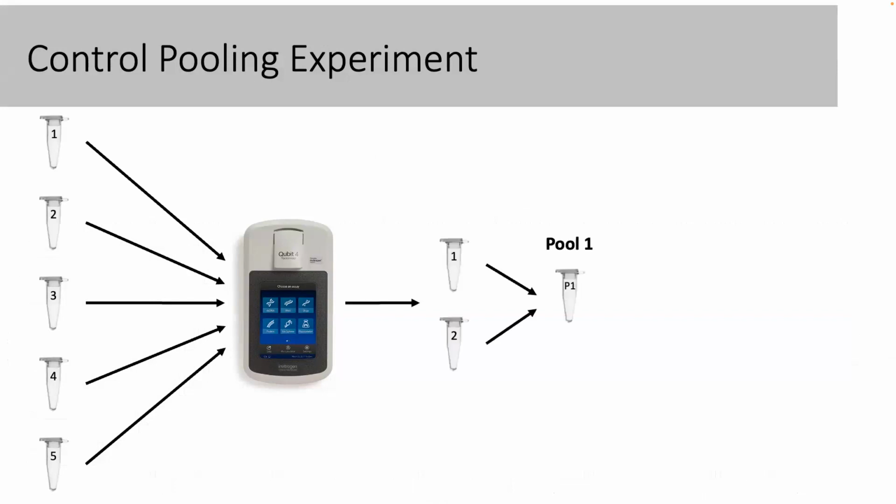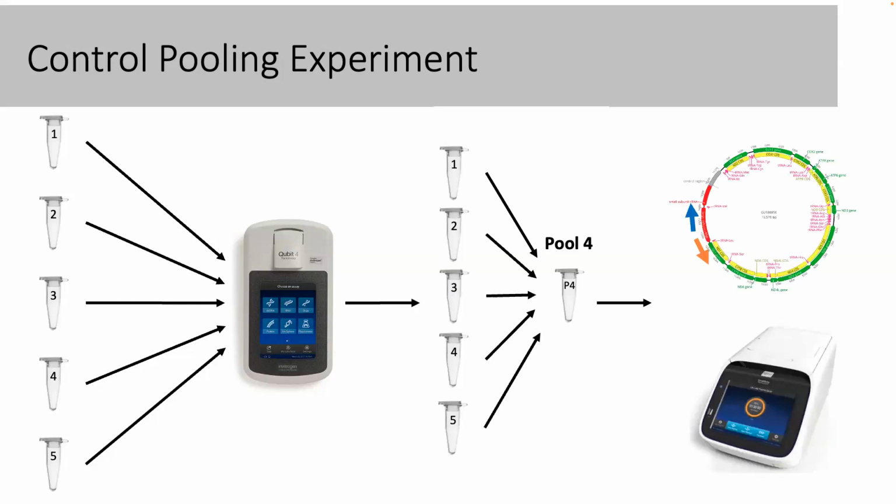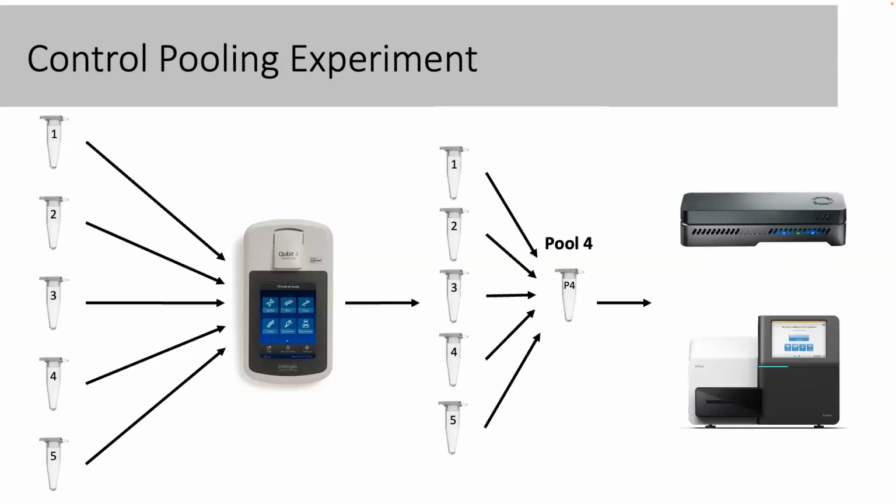And then we constructed pools by pooling those individuals in different ratios or with different individuals into a pool in the same concentration. And so we have pool 1 with individuals 1 and 2, pool 2 with individuals 1 through 3, pool 3 with individuals 1 through 4, and pool 4 with individuals 1 through 5. We then amplify these individuals with our long-range PCR approach and sequence on both the Minion and Illumina.